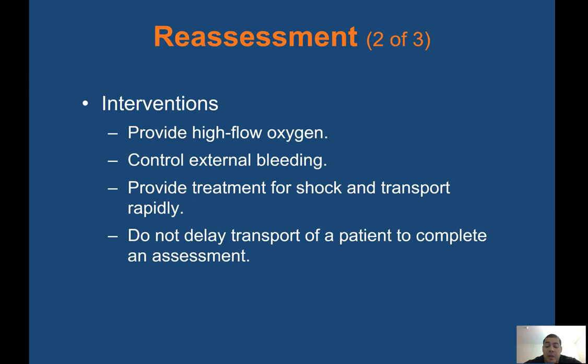Patient doesn't need to have a full assessment conducted on them sometimes. You just need to get to the hospital.